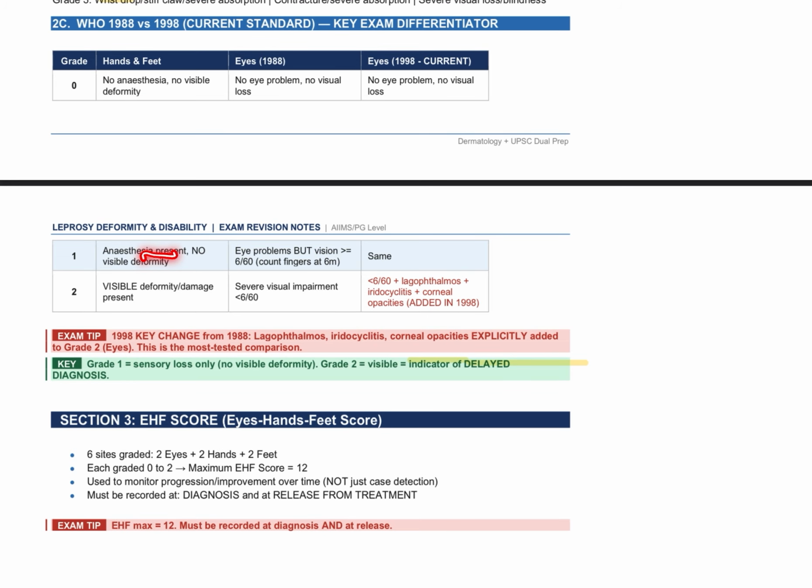Then grade 1 is anesthesia present, and visible deformity is grade 2. For the eye, no problem initially was grade 0, and eye problem with vision more than 6 by 60 was grade 1. More recently, grade 2 is any involvement of the eye: lagophthalmos, iridocyclitis, corneal opacities. Then the indicator of delayed diagnosis is presentation of visible deformity in a patient at the time of diagnosis.